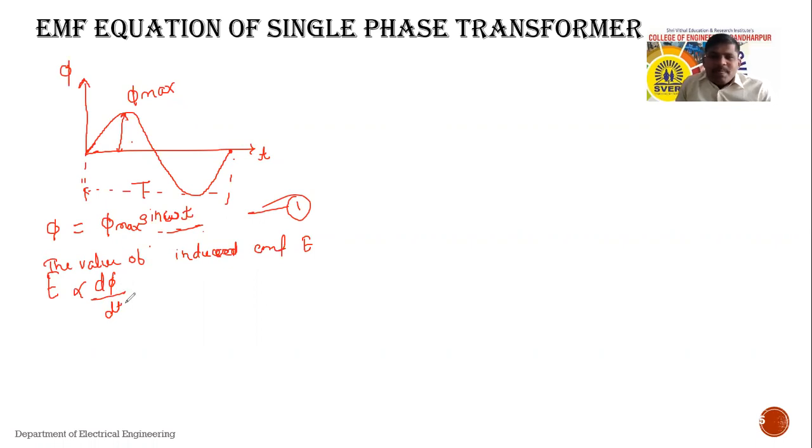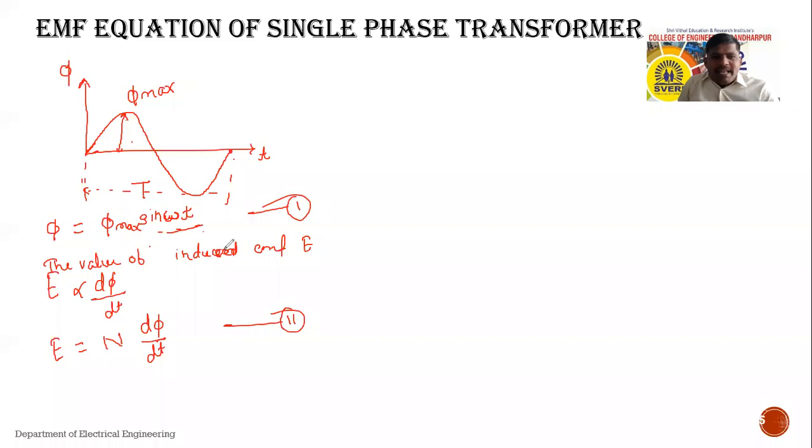Suppose there are n number of turns in the primary winding. Then we can represent the induced EMF as E is equal to n d phi by dt. So this is one equation we got, this is the second equation.